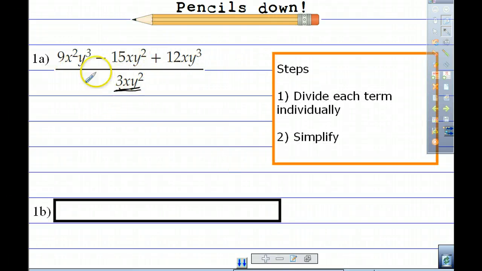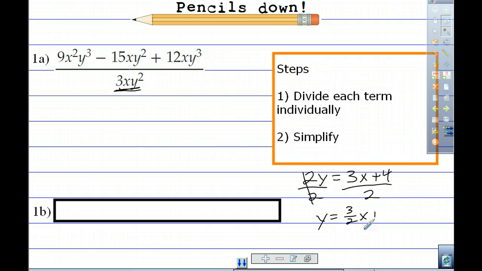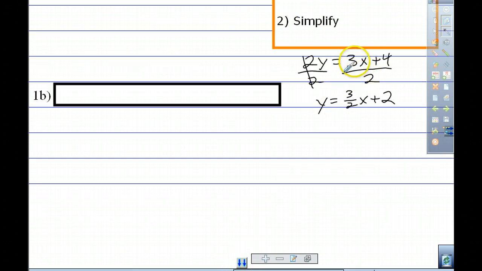A much more basic problem that you've done for a long time would be this. Solve this for y. Solve this for slope-intercept form. Right? And what did you do? Divide both sides by 2, right? And then you got y equals 3 over 2x plus 2, right? So you divided 3x by 2, and you divided 4 by 2. You distributed the 2 to both of them. That's exactly what this is.